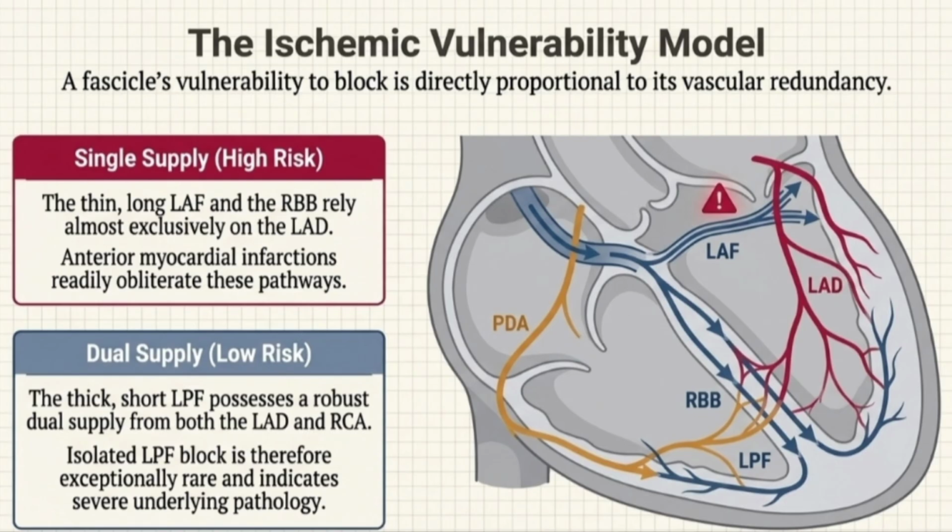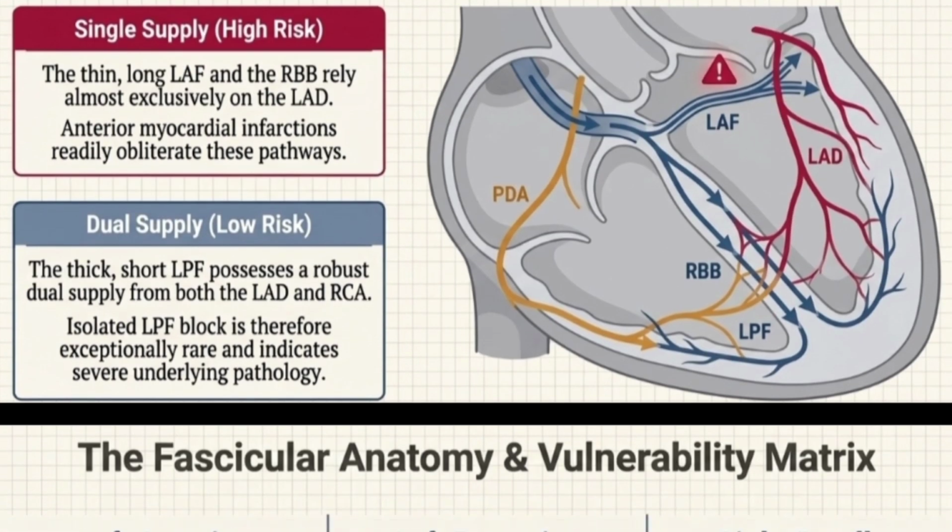The ischemic vulnerability model. A fascicle's vulnerability to block is directly proportional to its vascular redundancy. Single supply, high risk, thin, long: the left anterior fascicle and the right bundle branch rely almost exclusively on the left anterior descending coronary artery. Anterior AMI can readily obliterate these pathways. Dual supply, low risk, thick, short: the left posterior fascicle possesses robust dual supply from both the LAD and RCA, and its isolated block is therefore exceptionally rare and indicates severe diffuse underlying pathology.